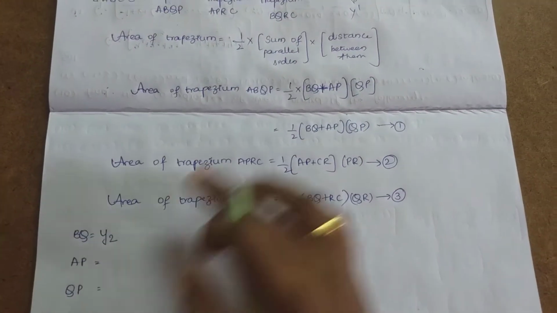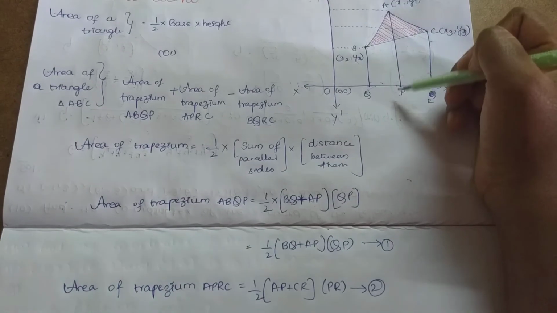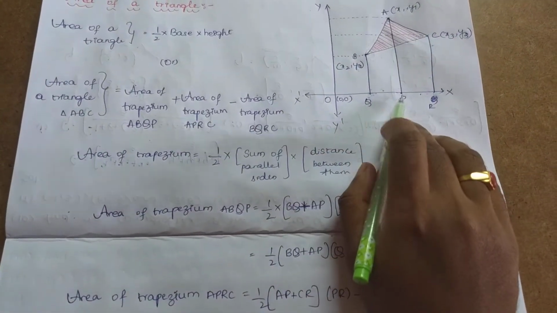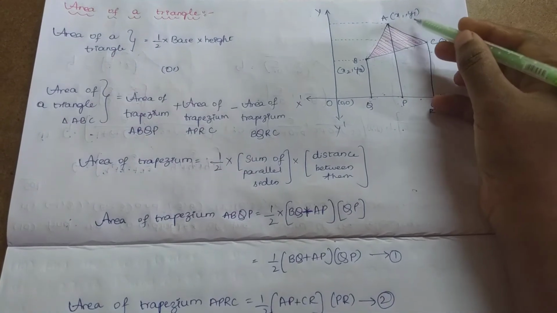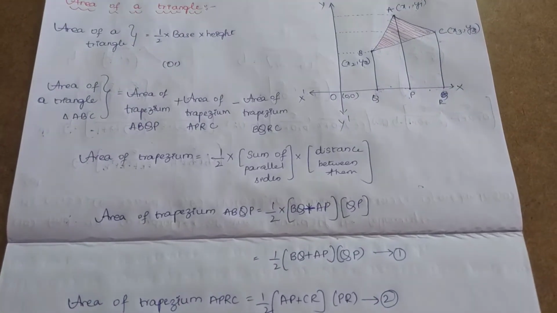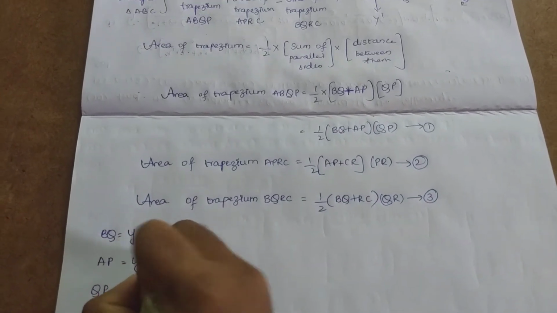And the next one, AP. In the diagram, what is AP? AP is this, and it is also parallel to the y-axis. AP is nothing but y1. Correct? So here AP is y1.